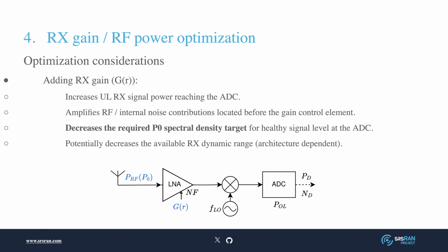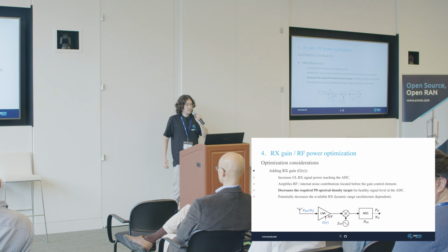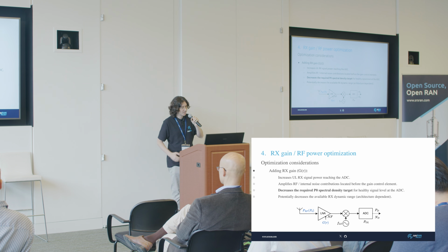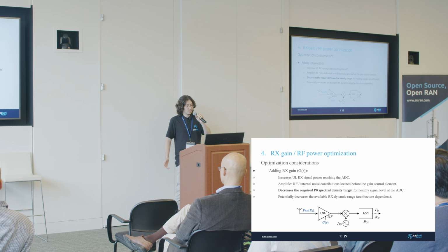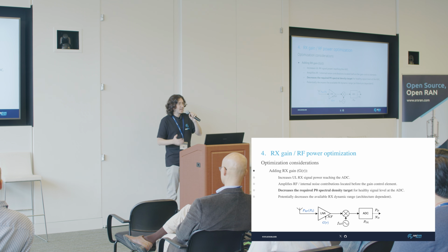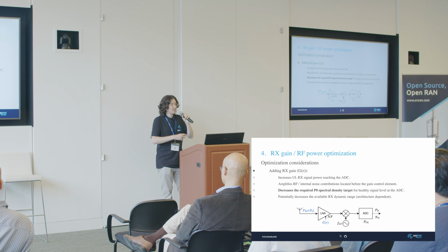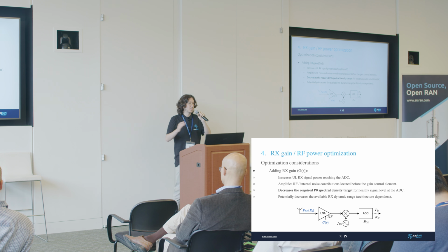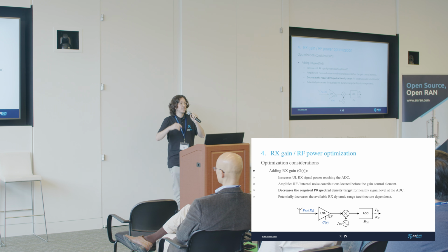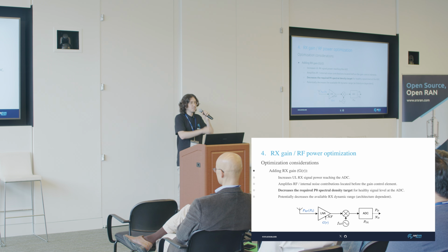So what does this mean for us? Well, if we increase the Rx gain, we increase the uplink Rx signal power that is reaching the analog to digital converter because the LNA is before that. But we are also amplifying the RF or internal noise contributions that are before the gain control element. So if you have a more complicated receiver chain with multiple gain control points, this translates into, if I increase the gain at this point, all the noise sources before that are also amplified.